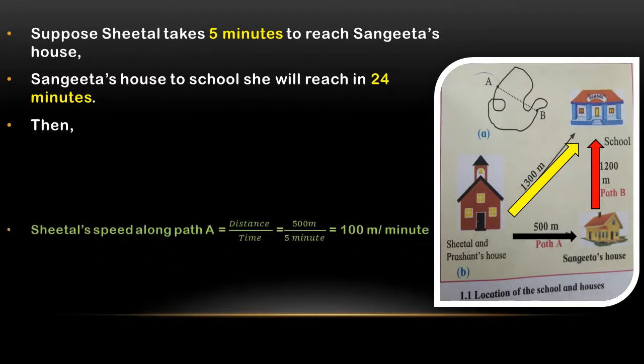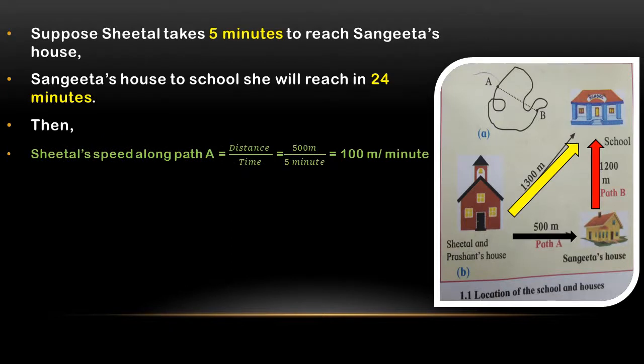Okay, now Sheetal's speed along path A, which I have indicated with the black arrow in the figure, equals distance upon time. This is speed, so the formula for speed will be distance upon time. That's why we have taken this formula, and the distance is 500 meters, and the time she will require is 5 minutes from Sheetal's house to Sangeeta's house. So after division, we will get 100 meters per minute. Okay, this is the speed of Sheetal along path A.